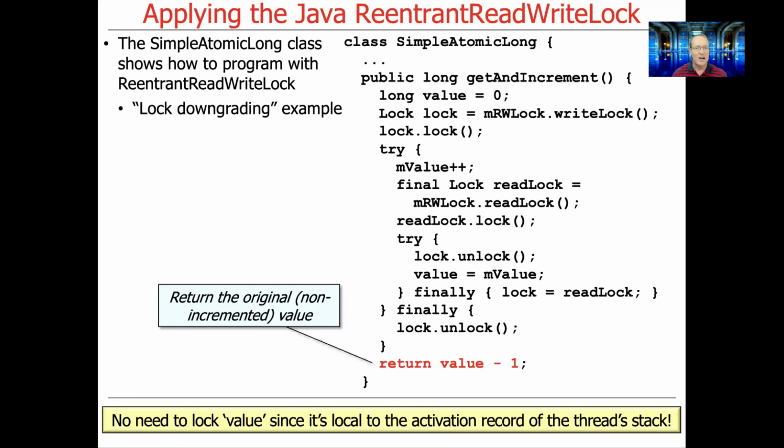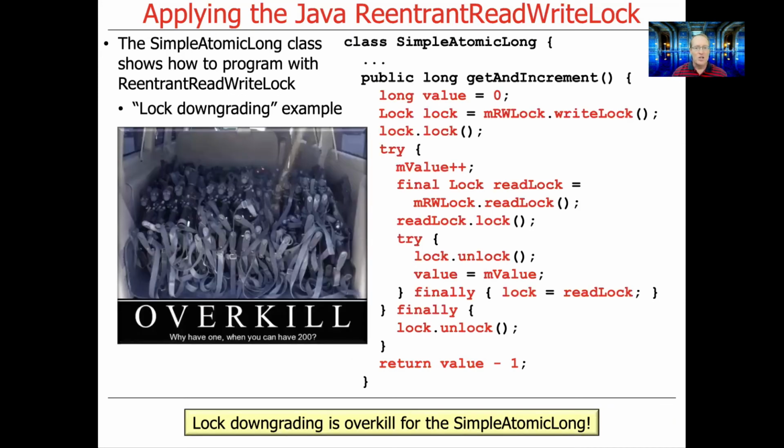So that's a lock downgrading example. I think you'll probably agree with me that this is fairly complicated and in practice probably not worth the effort, but I wanted to show you how you could use lock downgrading with a ReentrantReadWriteLock. This particular approach is undoubtedly overkill for the SimpleAtomicLong, but it was a meaningful example and it demonstrates the concept of lock downgrading. Note that ReentrantReadWriteLocks do not support atomic lock upgrading, only atomic lock downgrading using this particular idiom.